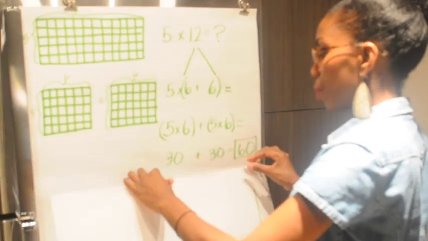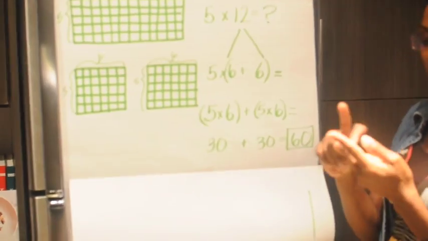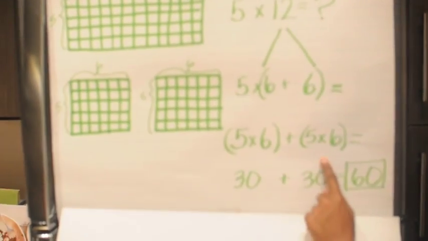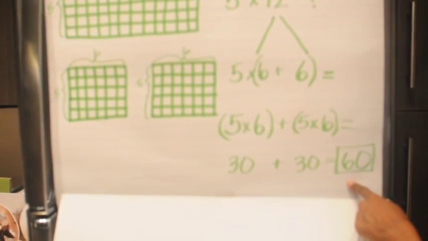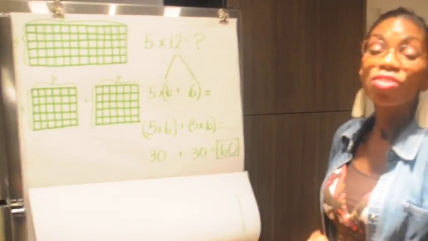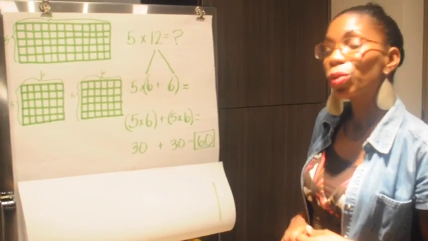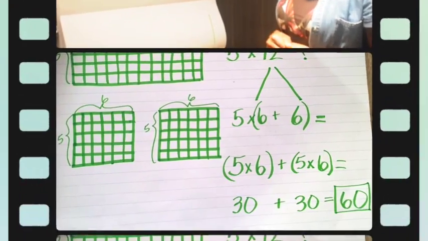Now the next step is fairly simple. I think to myself, what's 5 times 6? 5, 10, 15, 20, 25, 30. 30 plus 5 times 6, which is also 30, and 30 plus 30 equals 60. Therefore, using the distributive property, 5 times 12 equals 60. I'm going to give you a moment to go ahead and jot this down on your video accountability sheet.